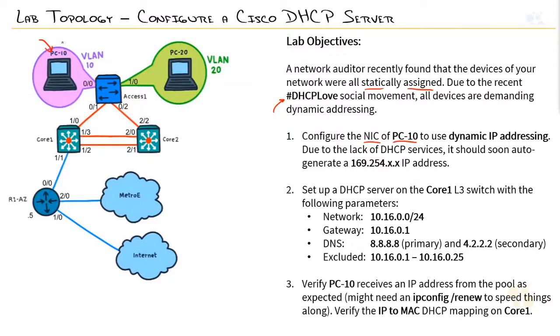So configure the network card of PC10 to use dynamic addressing. But since there is no DHCP services, it should soon generate a 169.254 IP address. Then I want to go to Core 1 Layer 3 switch. That's this guy right there, where it has all of the routed interfaces that are being used for this environment. And I want to configure it as a DHCP server with these parameters. Once we've done that successfully, we can verify PC10 is receiving an IP address from that pool as expected, and we might need to push it along using ipconfig /renew, verify the IP to MAC mapping is stored in the binding table. Sound good? Good.